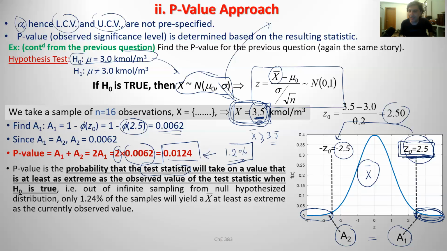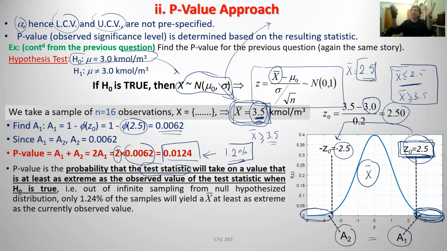Now, at this point, you may ask, what about this part? But note that extremeness has no sign here. Extreme means a distance from the origin or distance from the location. It may be in both the positive direction and negative direction. So here, extremeness is defined as distance from this 3.0. X bar could also have been equal to 2.5 here. That wouldn't change anything in terms of being extreme. And in this case, we would include values smaller than and equal to 2.5. So X bar greater than 3.5 and X bar smaller than 2.5 completes the extremeness definition.